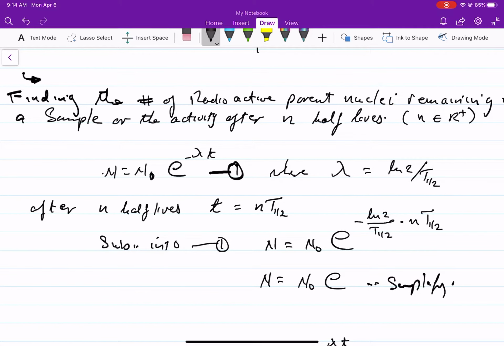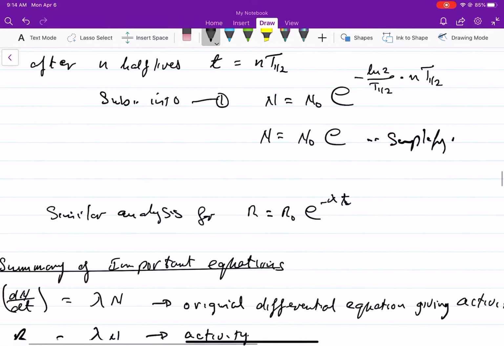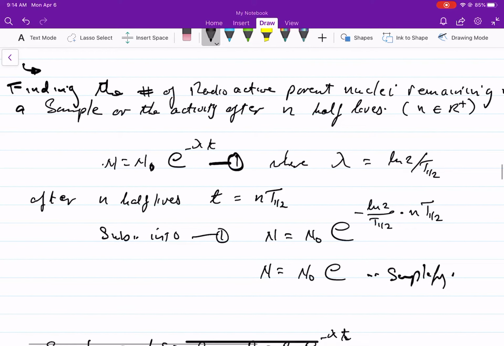So the idea behind this, you want to be able to find the number of parent nuclei and also the activity as well. I think I did one for the activity as well. Yes. After a certain number of half-lives, because sometimes you can just look at a problem and see that they're asking you to do something after 3 half-lives or after 2.5 half-lives or something like that, and you might have more simplistic expressions or equations that you can use to deal with that.